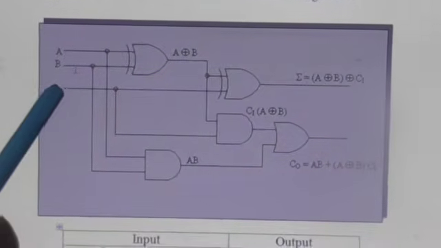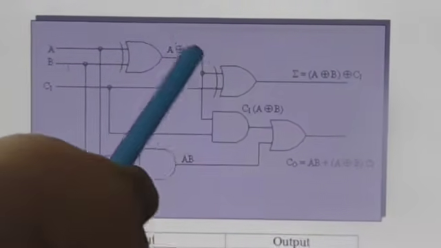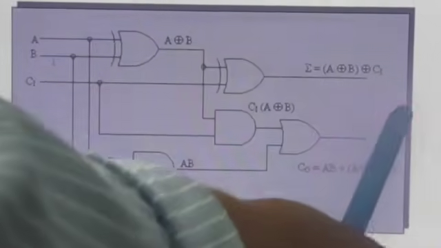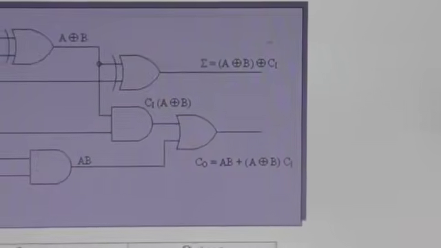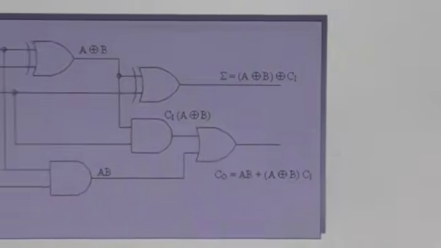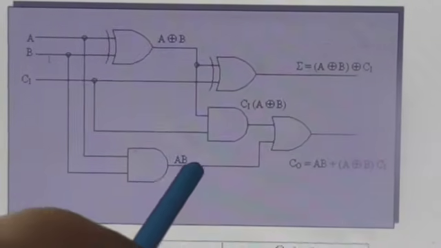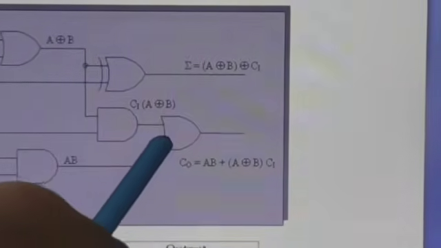Okay, here Cin is also one of the inputs, which is directly connected to the second XOR gate. Now both the XOR gate inputs are connected together to form the final output, Sum equal to A XOR B XOR Cin. Now here this A and B are also connected to the AND gate, which produces the output A dot B. This is one of the inputs of the final OR gate.